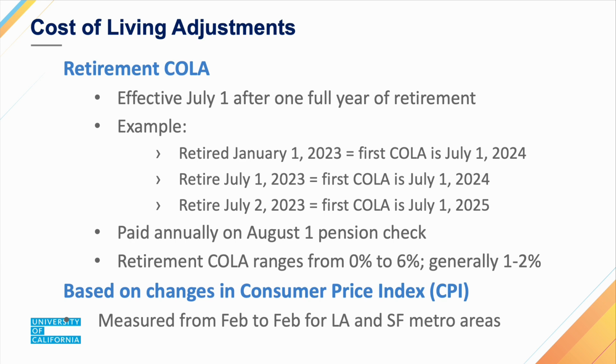After that, you'll receive a COLA annually, and it'll be payable actually on your August 1 check. Now, cost of living adjustments actually are based on the annual movement in the Consumer Price Index, based on a blend of the San Francisco Bay Area and Los Angeles metropolitan areas. And they're generally between 1% and 2%, with a maximum of 6% depending on that CPI change.